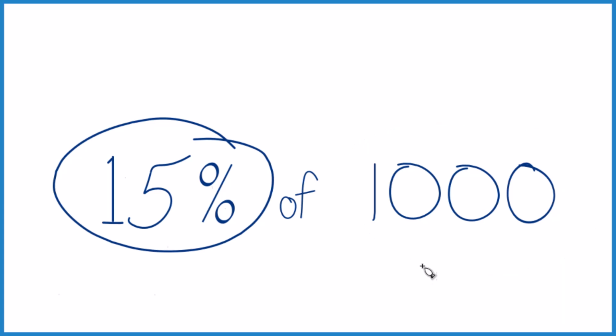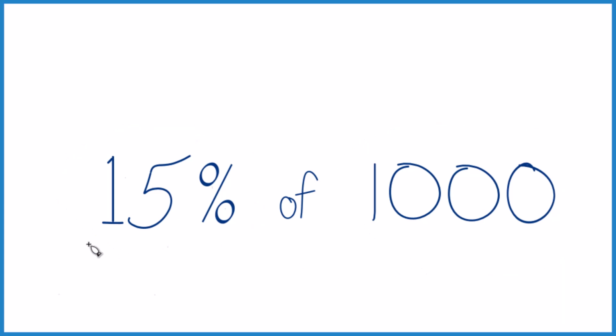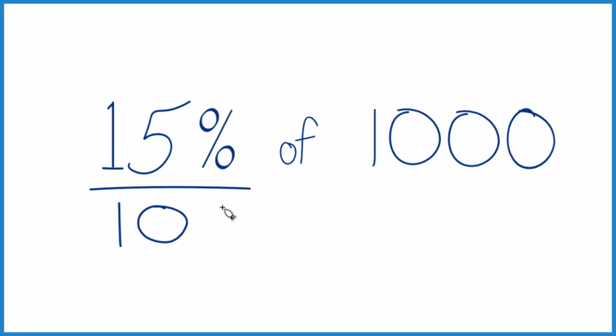So here's how I think about it. 15%, that means per 100, 15 per 100. So if I had just 100, it would be 15. But I have this extra place here. This is 1,000. So instead of 15, I'm going to call it 150. 15% of 1,000 is 150.